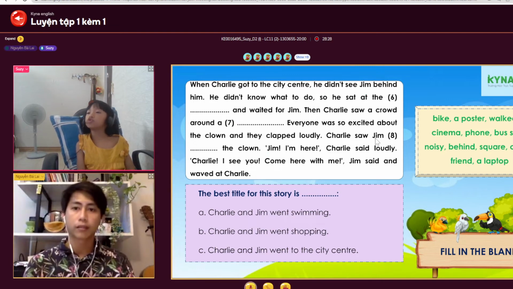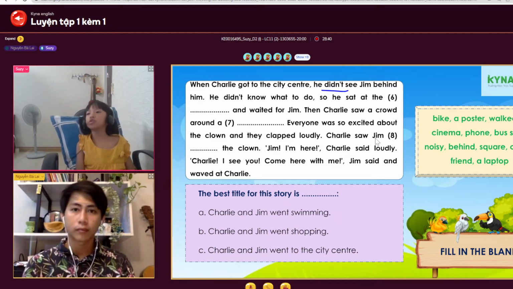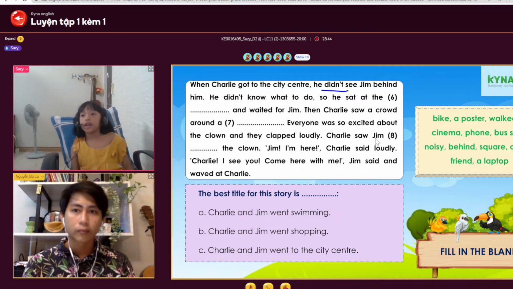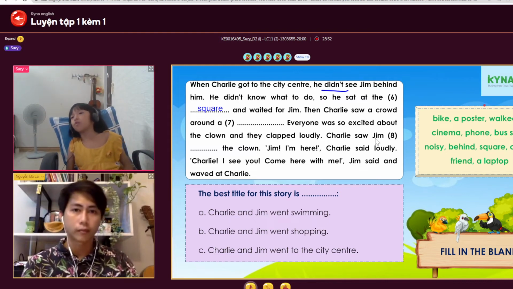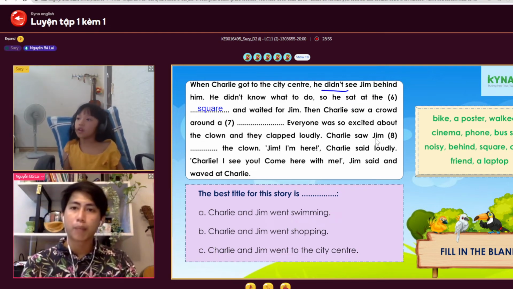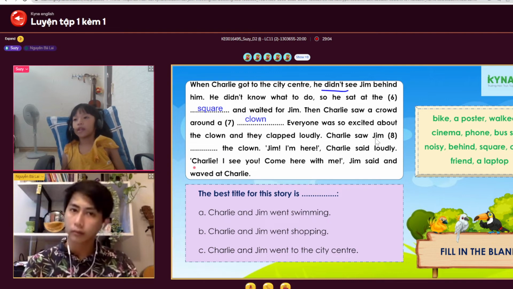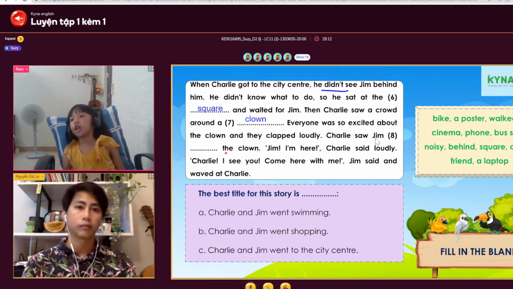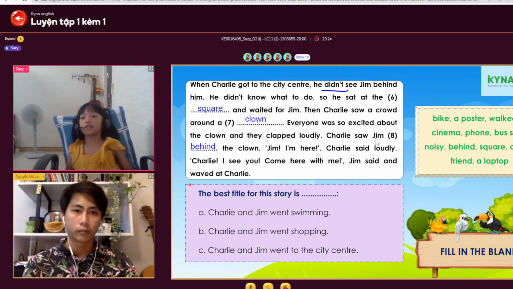Then Charlie got to the city center. He couldn't see Jim behind him. He didn't know what to do. So he sat at the square and waited for Jim. Then Charlie saw a crowd. It means a bunch of people. A clown. Everyone was so excited about the clown and they clapped loudly. Charlie saw Jim behind the clown. Jim, I'm here, Charlie said loudly. Charlie, I see you. Come here with me, Jim said, and waved at Charlie.